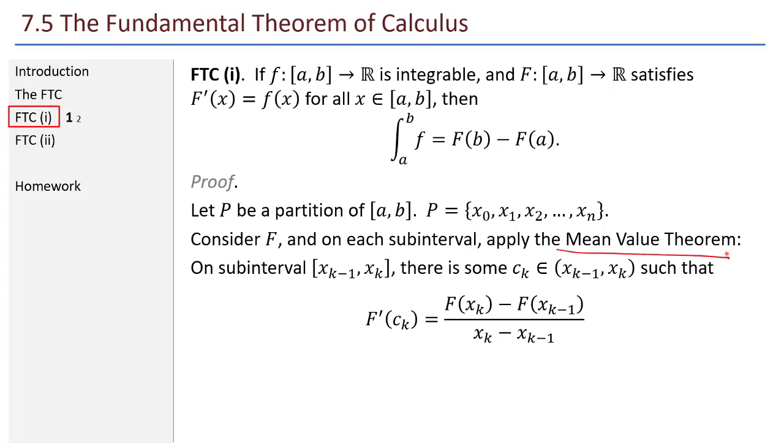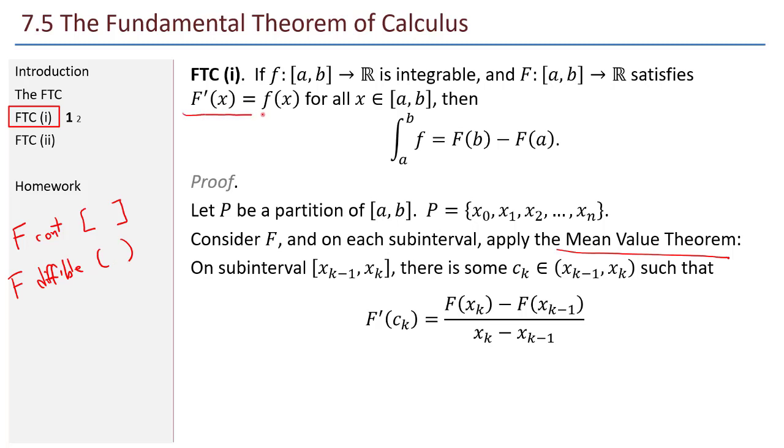Now, I'm applying the mean value theorem, and I need to apply it on my function F. So what are the hypotheses for the mean value theorem? My big F has to be continuous on the closed interval, so like [a, b], or this [x sub k minus 1, x sub k], and it has to be differentiable on the interior of that.